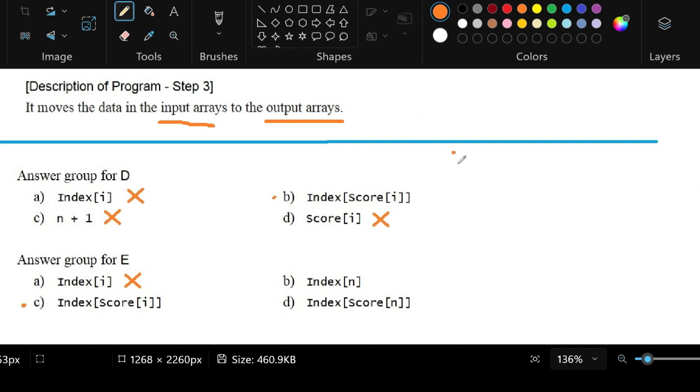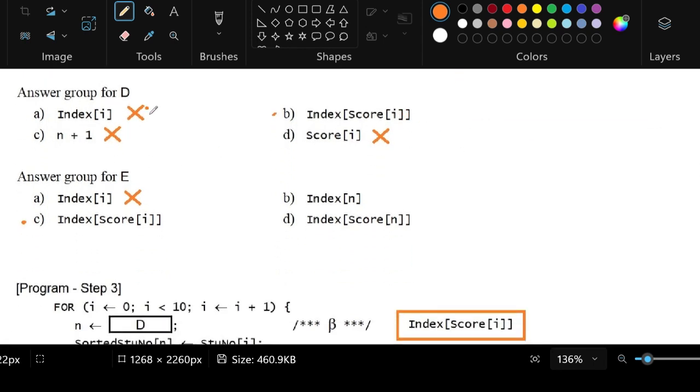Now for the answer group, I put here some X marks to eliminate the answers that I thought were obviously not the answers. When I was answering this question, I was able to choose this one, letter B, immediately. But for the answer group for E, I couldn't quite understand how to solve this immediately, so I had to eliminate some of the answers from the other answer group just to see if I'm getting it right.